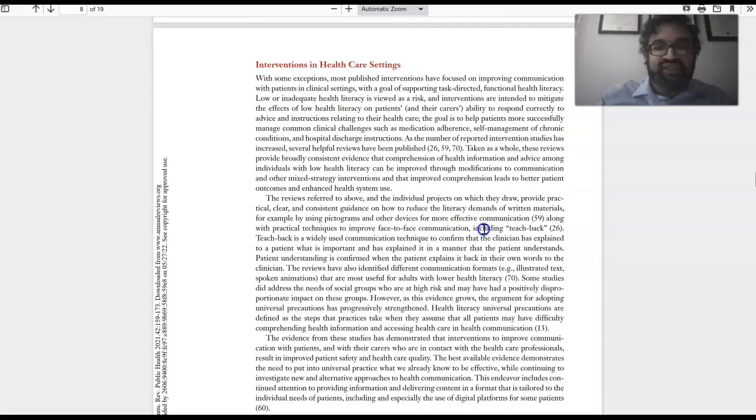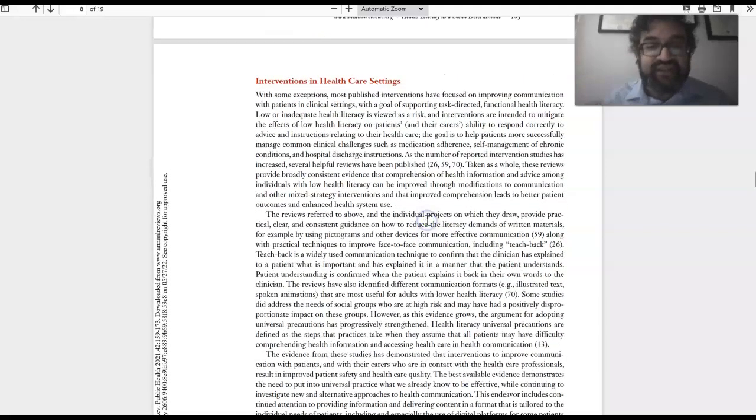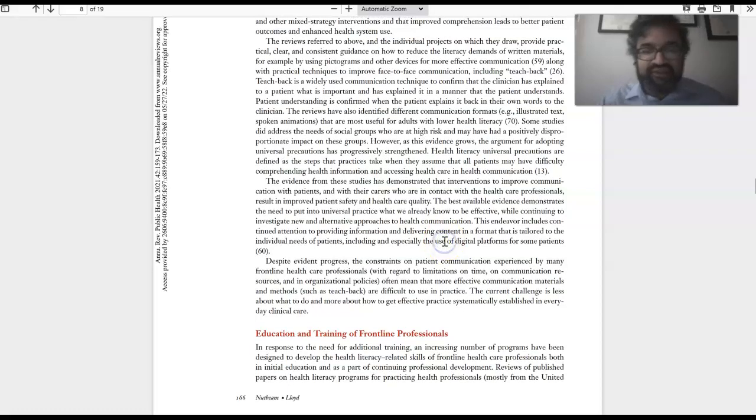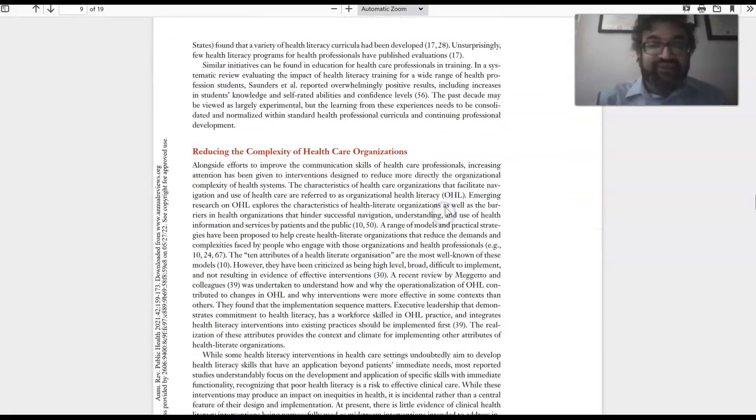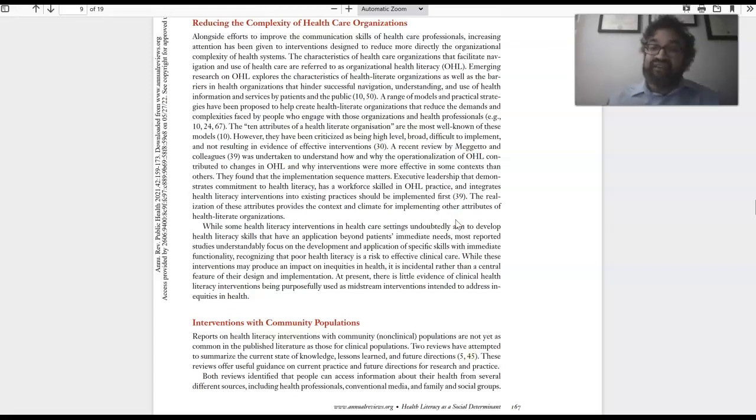This then goes into concrete interventions. They go into teach-back being a wonderful communication technique. For instance, you explain something and then see whether the client or patient understood what it is that you're saying. And then there are other interventions and training as well for frontline professionals. So these are the different facets and different perspectives through which you can understand health literacy.